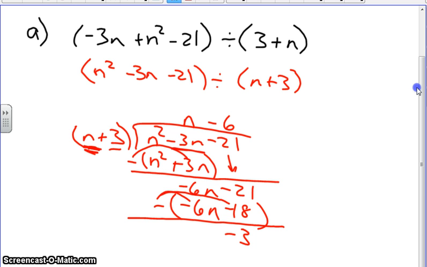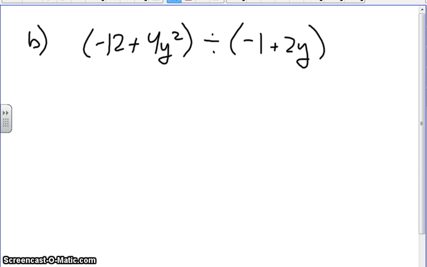Now, can we multiply n to anything to create a negative 3? No. So this is where we have a remainder, right? So we bring the remainder up, and we say we add the remainder to the term that we have. We can say we have negative 3, which is still being divided by n plus 3. Okay, so this is just a review of yesterday, and hopefully that makes sense. You have to do a few in order for it to feel better.